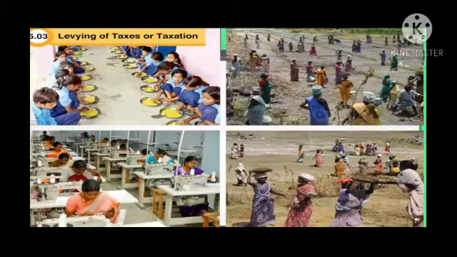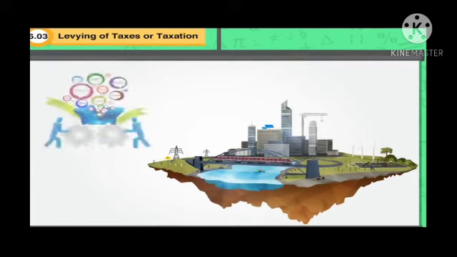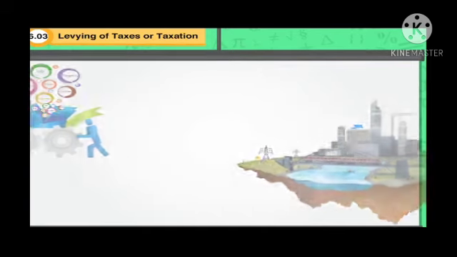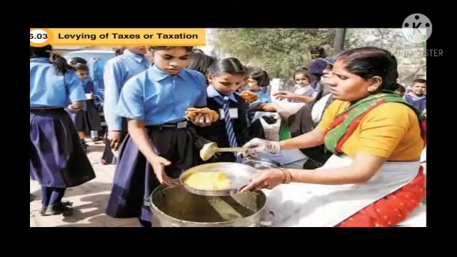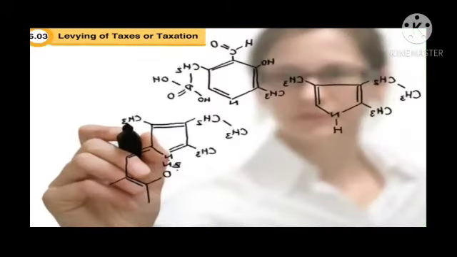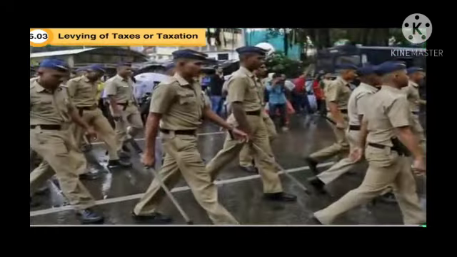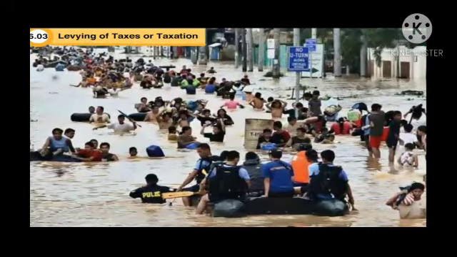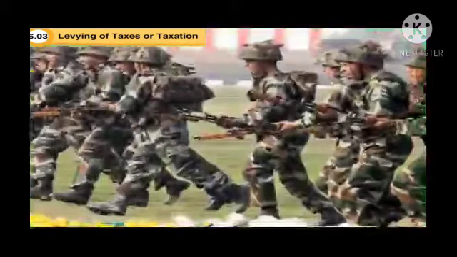The taxes are utilized for: first, provision for infrastructure and basic amenities; 2. Implementing various welfare schemes; 3. Implementing the schemes of development research in various fields; 4th. Maintaining the law and order; 5th. Giving aid to people affected by natural disaster; 6th. Defense of our country and its citizens.